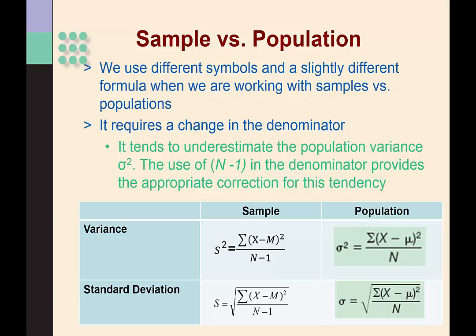Finally, statisticians have determined that the formula for variance and standard deviation slightly underestimates variance and standard deviations in the population. Therefore, whenever we calculate a sample, we perform a correction by changing the denominator to n-1.